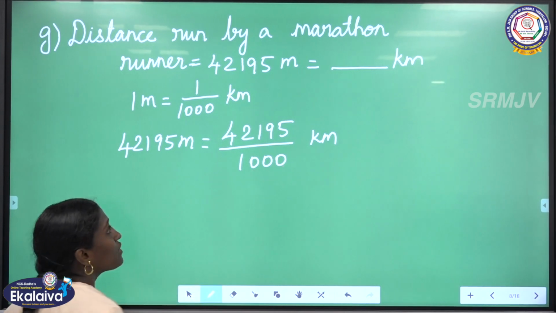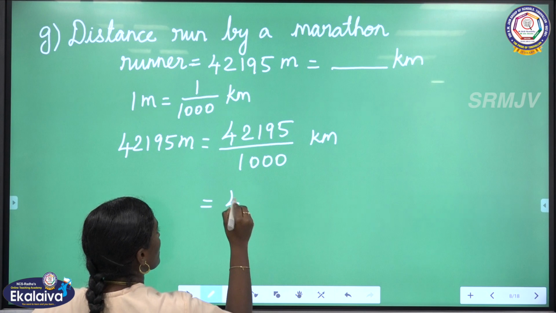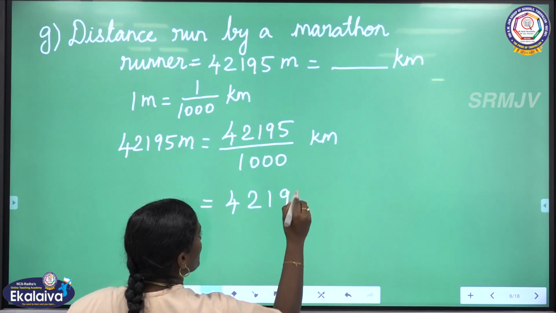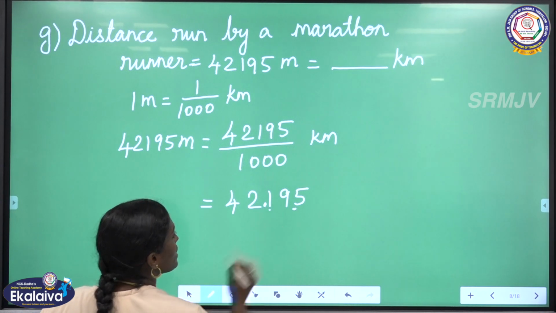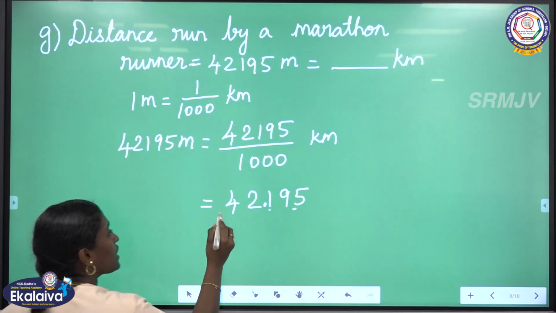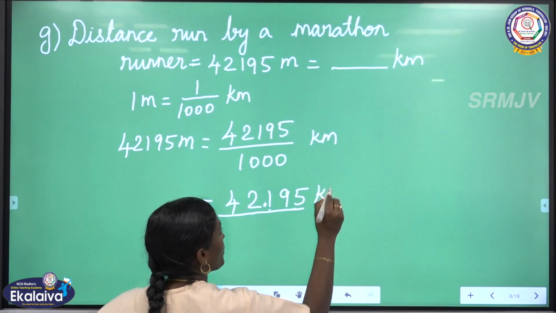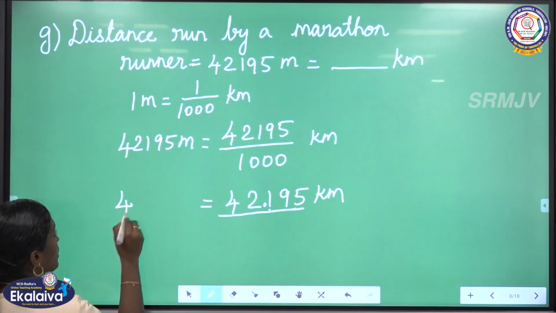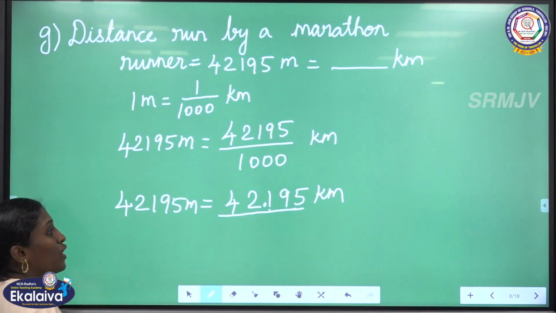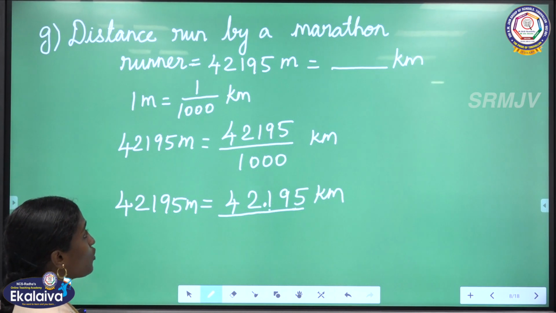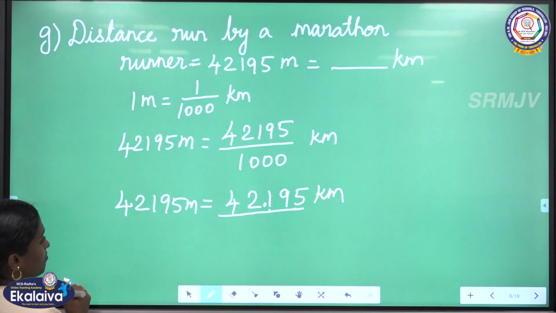Here in the denominator 3 zeros are there. So, in the answer we need 3 decimal places. So, we have to keep the decimal point here: 1, 2, 3. Before 3 digits we have to keep the decimal point, then it will become 42.195 kilometer. So, 42,195 meter is equal to 42.195 kilometer. This is the distance run by a marathon runner. Okay.